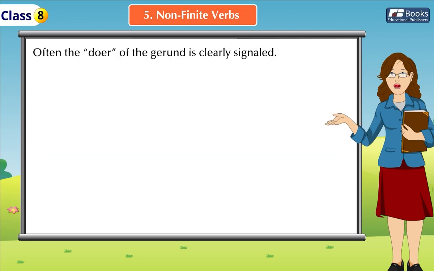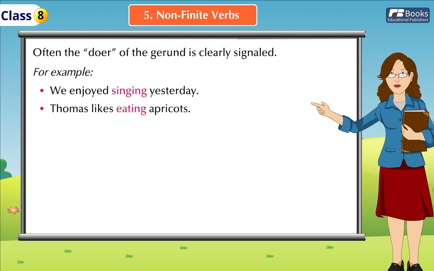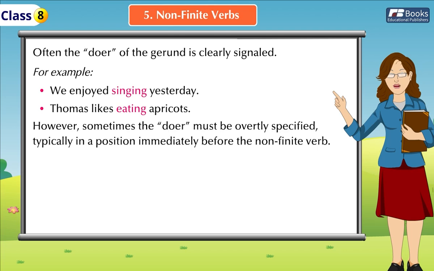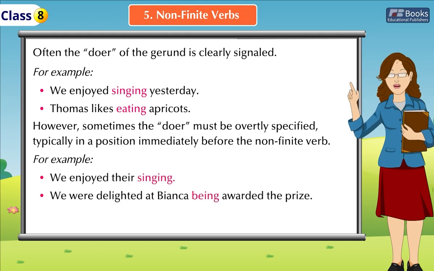Often, the doer of the gerund is clearly signaled. For example, we enjoyed singing yesterday. Thomas likes eating apricots. However, sometimes the doer must be overtly specified, typically in a position immediately before the non-finite verb. For example, we enjoyed their singing. We were delighted at Bianca being awarded.